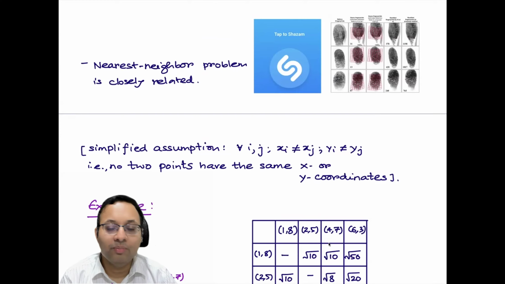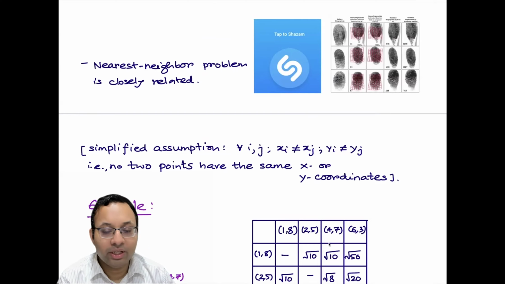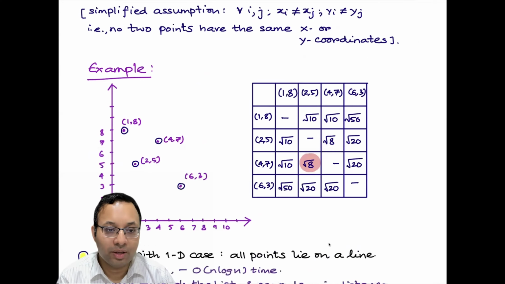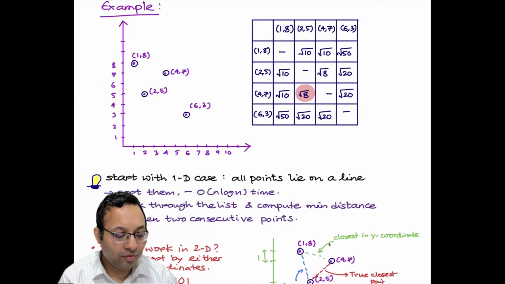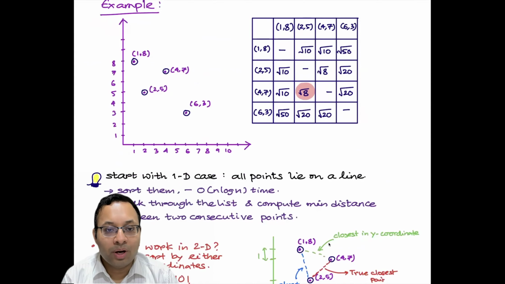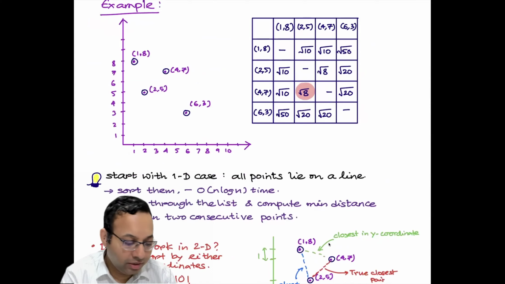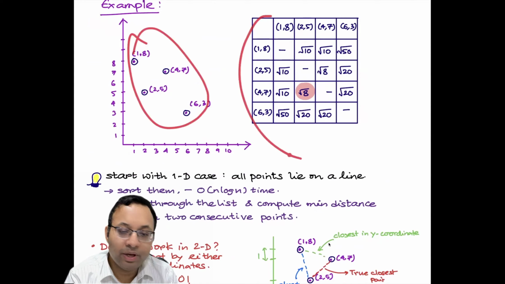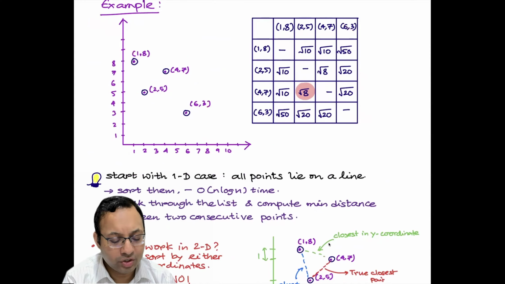Now, for simplicity, we're assuming that no two points share the same x-coordinate or y-coordinate. So all the xi, xj are distinct, and all the yi and yj are also distinct. Let's take one example. We have 4 points: (1, 8), (2, 5), (4, 7), and (6, 3). This table shows their pairwise distances. If you compute each of them, you will find the cheapest one is between (2, 5) and (4, 7), and the distance is the square root of (4 minus 2) squared plus (7 minus 5) squared, which is the square root of 8.